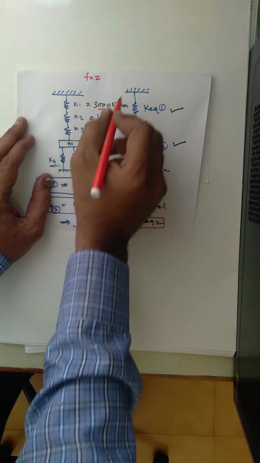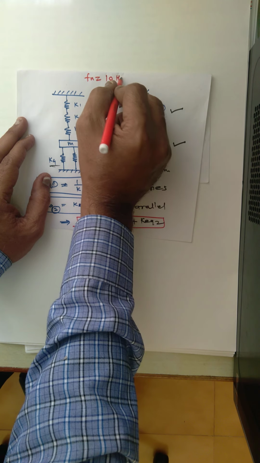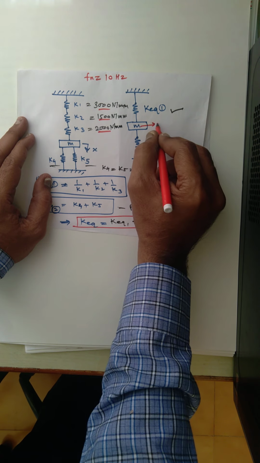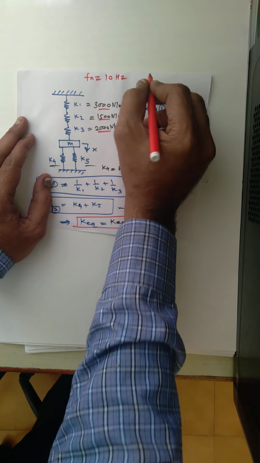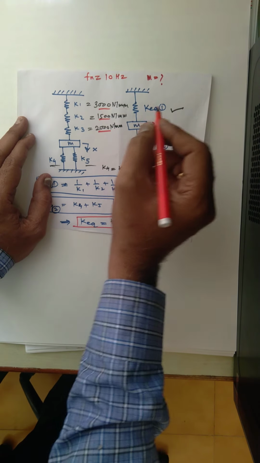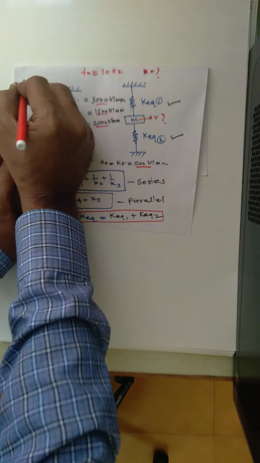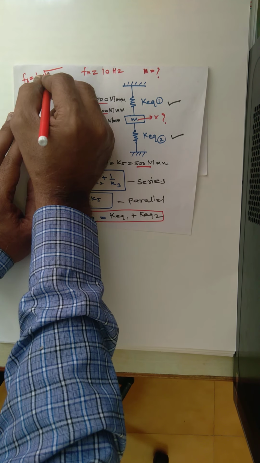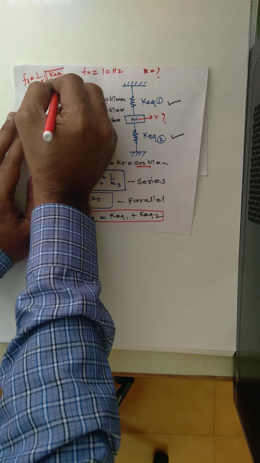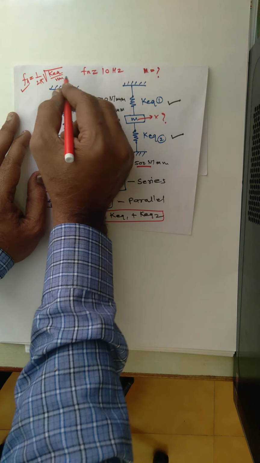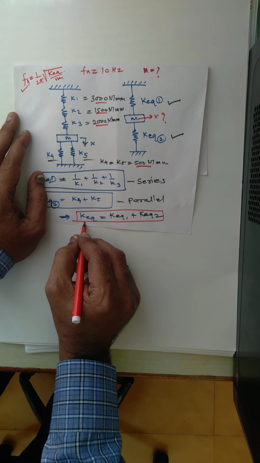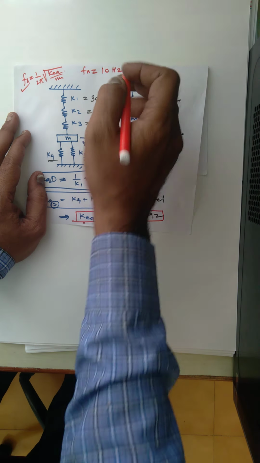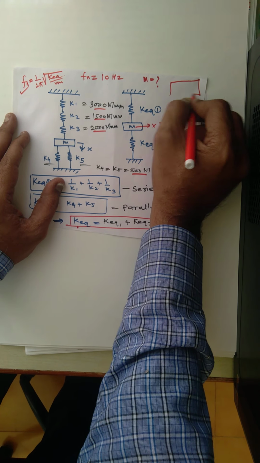But suppose the natural frequency Fn is given to you. If the value of Fn is 10 Hz, but in this case the value of m is not given to you, we have to find the value of m. We can find it by using this formula: Fn is equal to 1 by 2 pi root of K equivalent divided by m. The value of Fn we know. K equivalent we can find here by using this data through these equations. And lastly, the value of m I will write here.